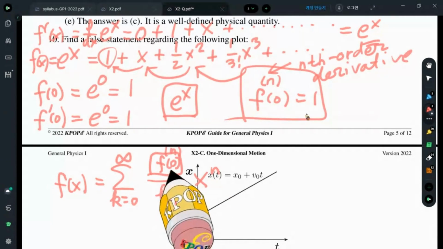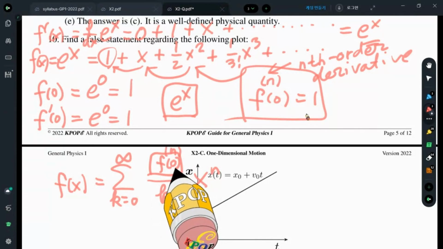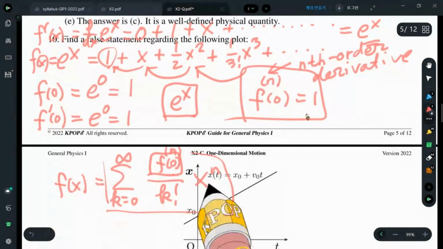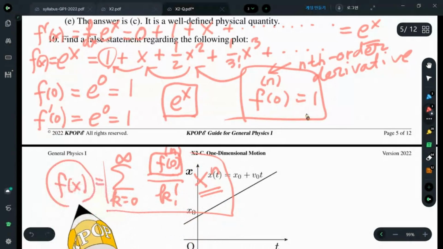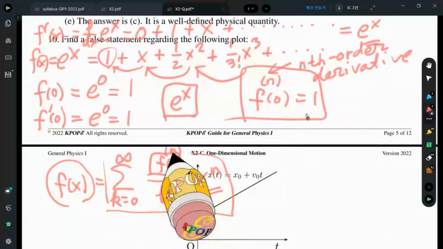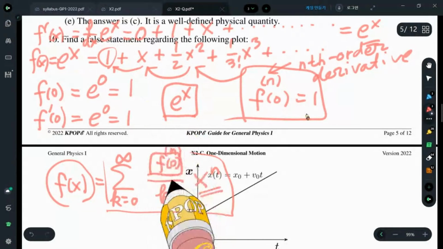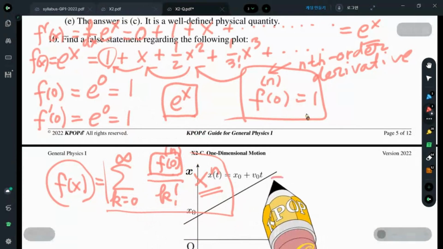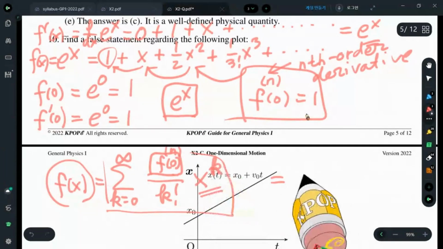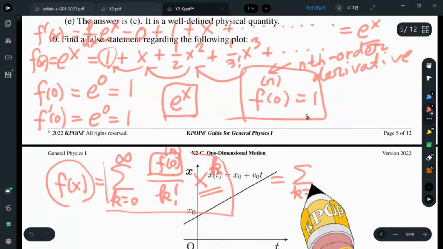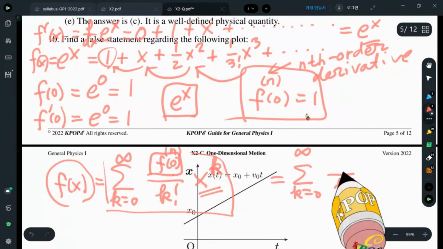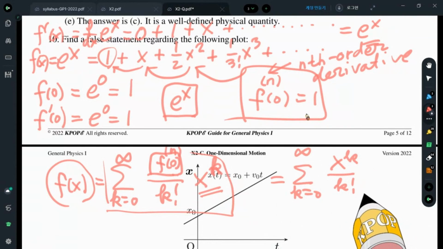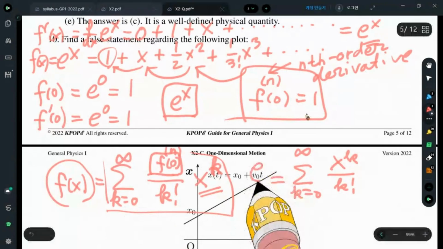If you know the nth order derivative at the origin, you can find the power series expansion, the polynomial expansion of that function. Here, the exponential function has the derivatives all 1. So if I substitute this, then, sorry about that, this is k. This is the power series expansion of the exponential function.